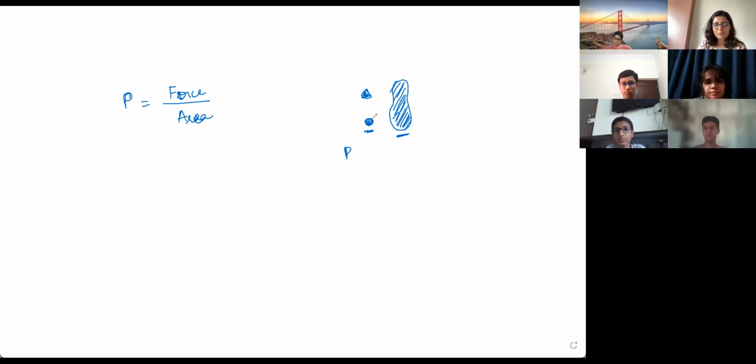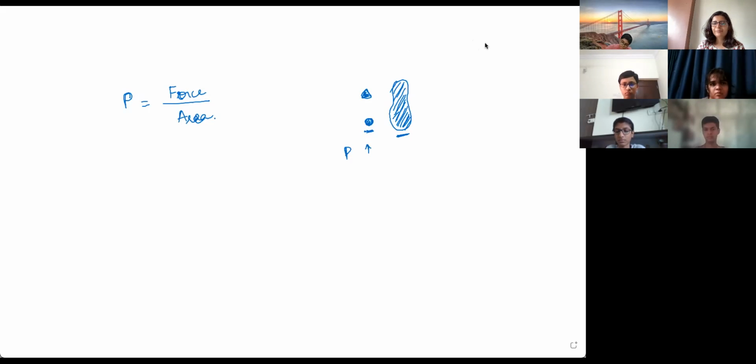Same thing, yeah. Smaller area, so area kam hua, so when you divide it, this overall fraction will be greater. The pressure will be more in this case, which is why you start sinking in the sand compared to using a broad thing. So that's the difference between force and pressure. Both of them are like, okay, ek hi action hai, but force is like the overall thing. Pressure is per unit area kitna hai.